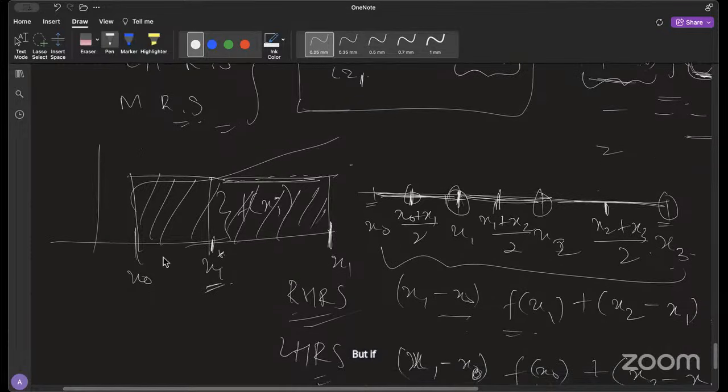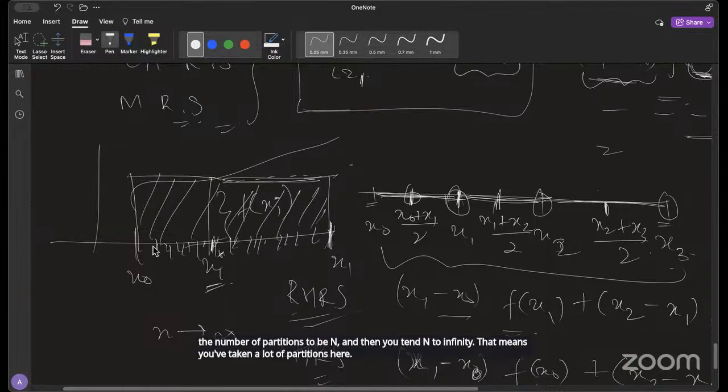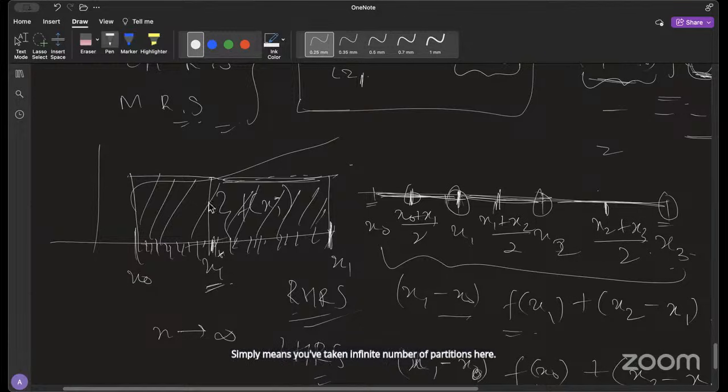But if you keep increasing the number of partitions, let's say you take the number of partitions to be n, and then you tend n to infinity, that means you've taken infinite number of partitions here. That will give you the area. The whole area under the curve, exactly.